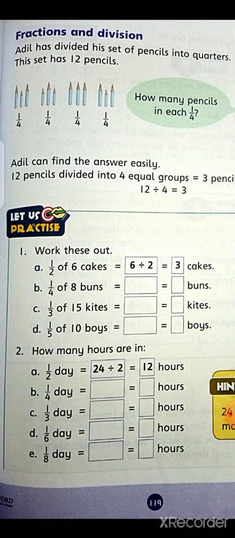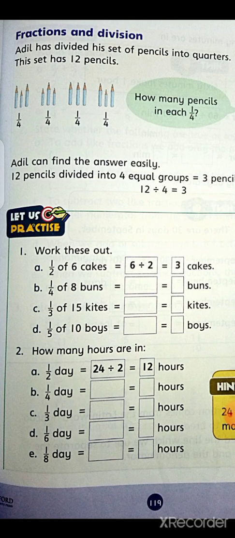Can you divide 8 buns into 1/4, or 1/4 of 8 buns? Very good. 8 divided by 4, you are going to divide into 4 equal parts. So 8 divided by 4 is equal to 2. So in 1/4 there are 2 buns. 2 buns, 2 buns, 2 buns and 2 buns. It is equally divided into 4 equal parts.